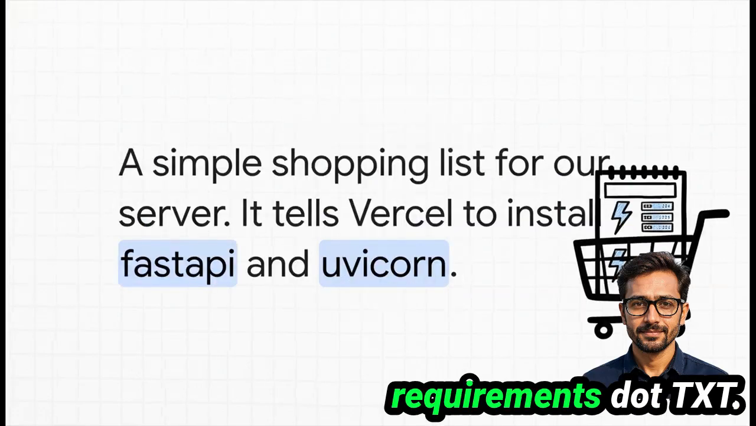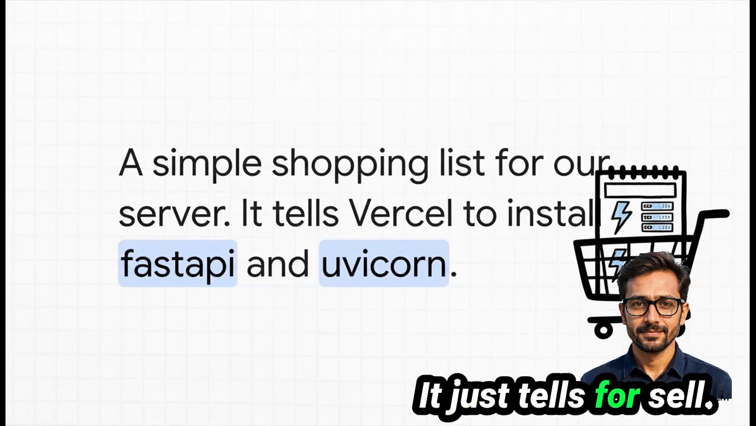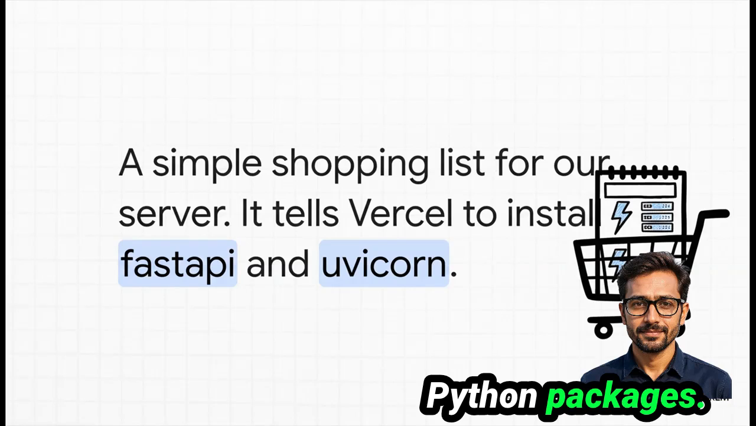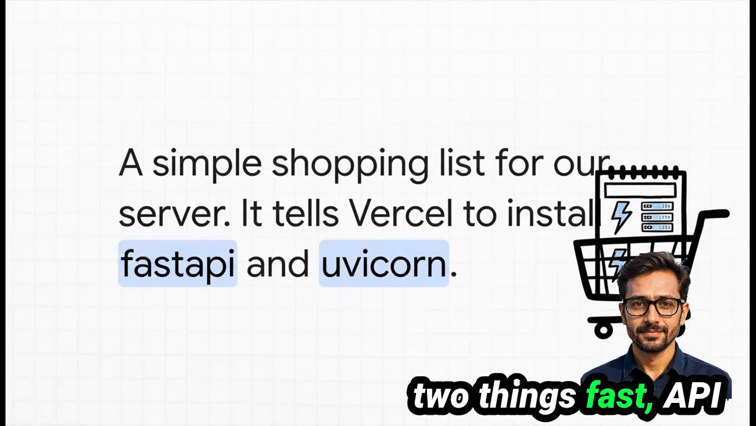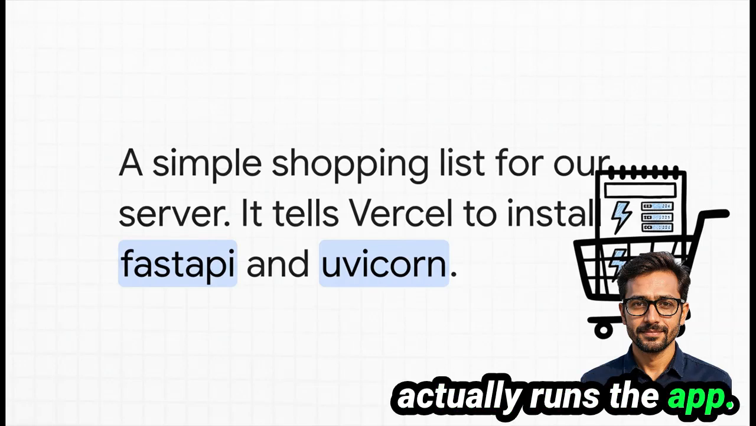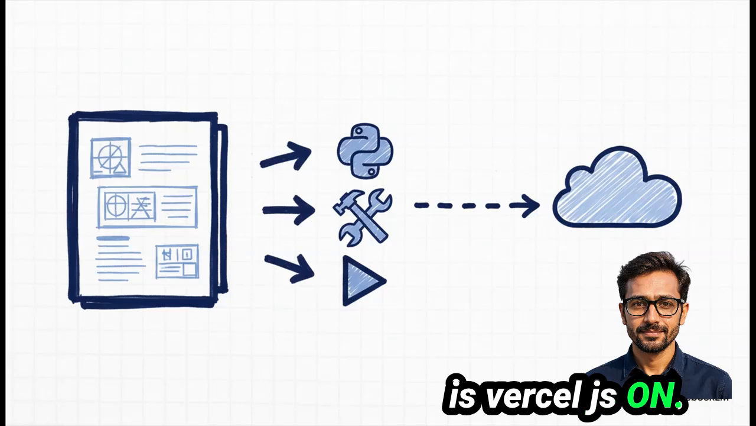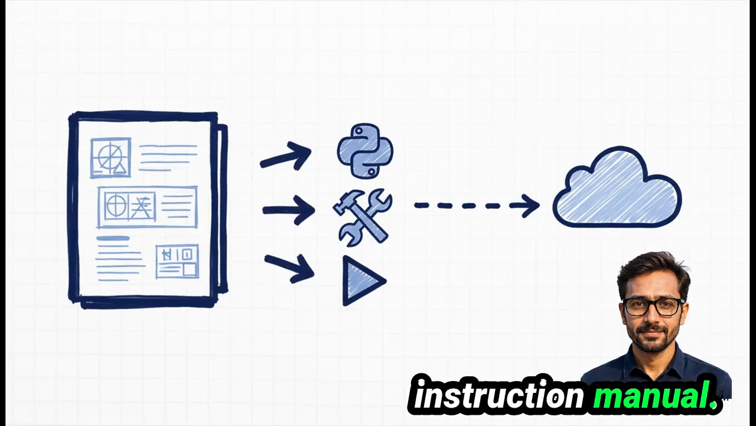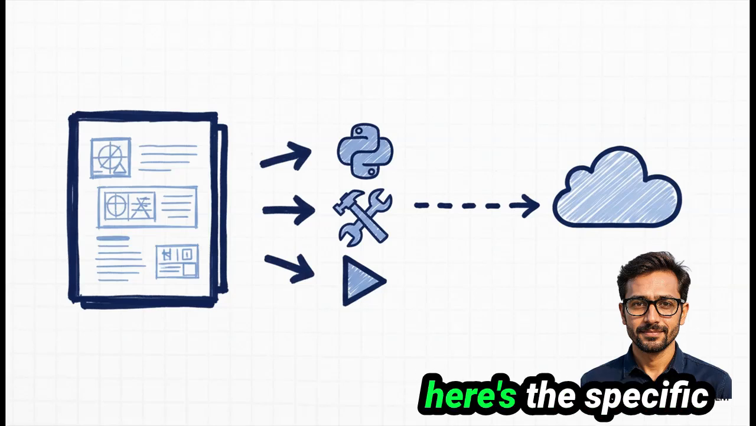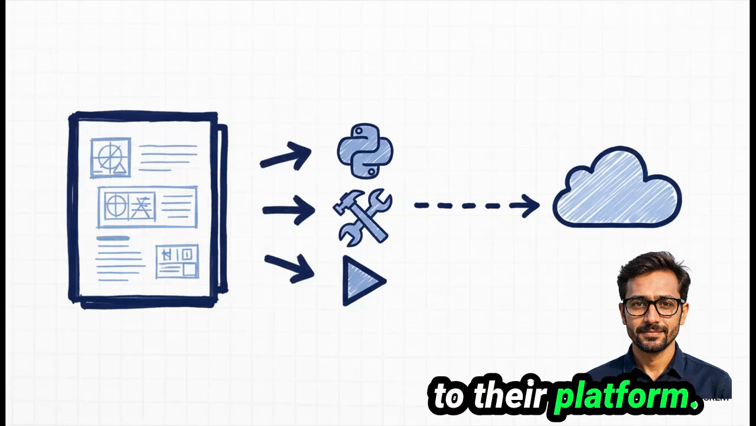Next, we've got requirements.txt. Think of this as a shopping list for our server. It just tells Vercel, hey, before you run my code, you need to go grab these Python packages. In our case, it's just 2 things, FastAPI itself and this thing called Uvicorn, which is the engine that actually runs the app. And the final piece of this puzzle is vercel.json. This is literally the instruction manual. We're telling Vercel, hey, you're looking at a Python app, here's how to build it, and here's the specific file you need to run. It's the bridge that connects our code to their platform.